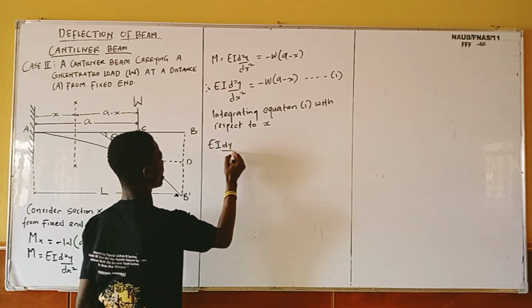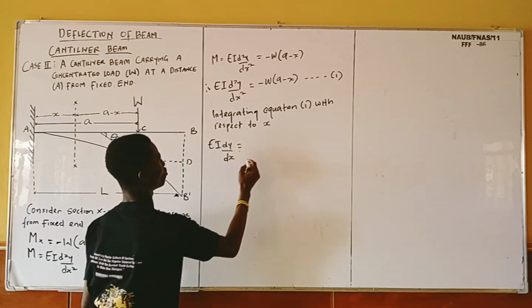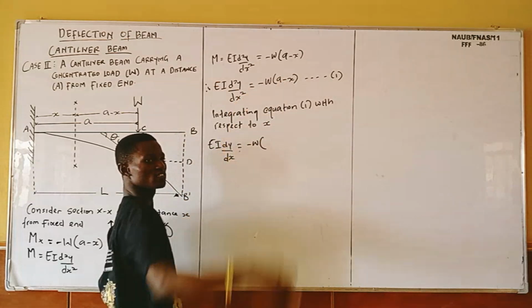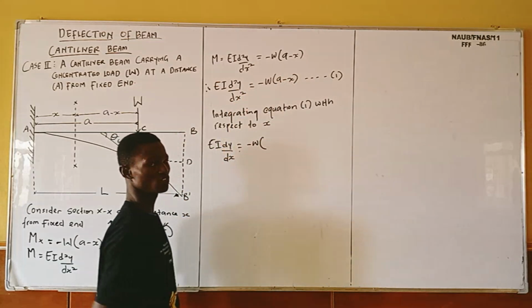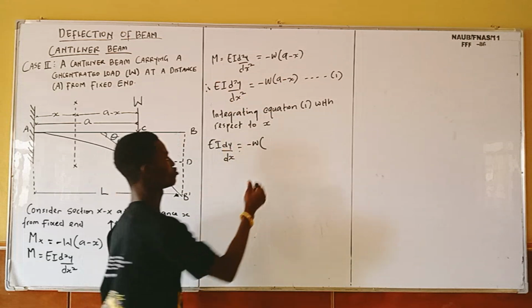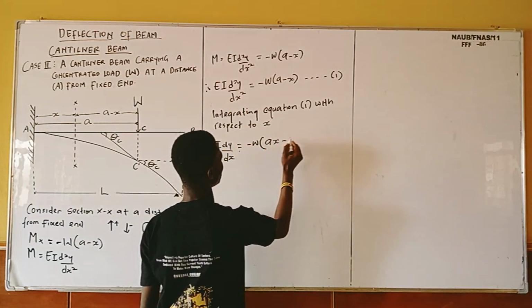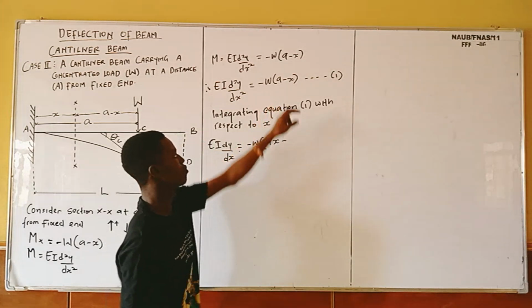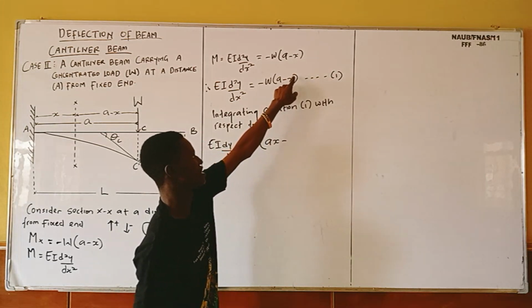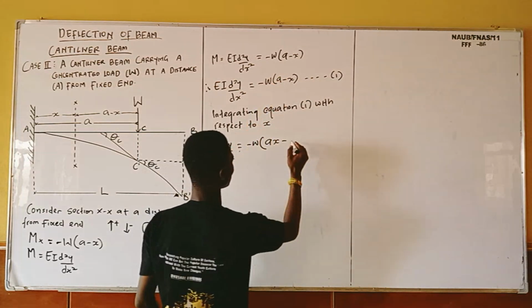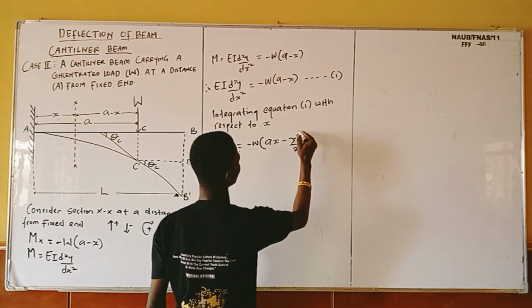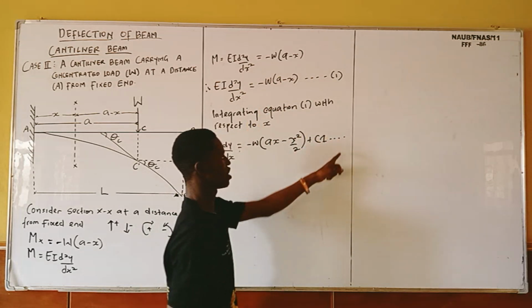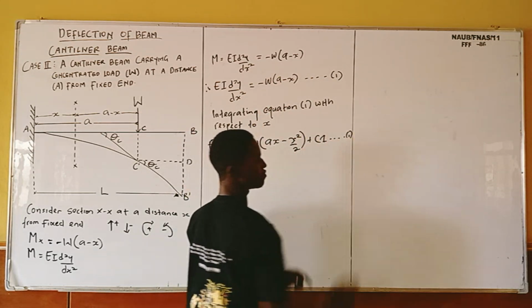EI dy/dx equals minus w. A is what? A constant. By integrating a constant, I'm going to have a variable x, since I'm integrating with respect to x. So I'm going to have Ax minus, but don't forget this one is already a variable, which is x. So by integrating this one now, don't forget that there is an invisible one here. So by integrating it, I'm going to have x squared over 2 plus C1. C1 is what? Our constant of integration.